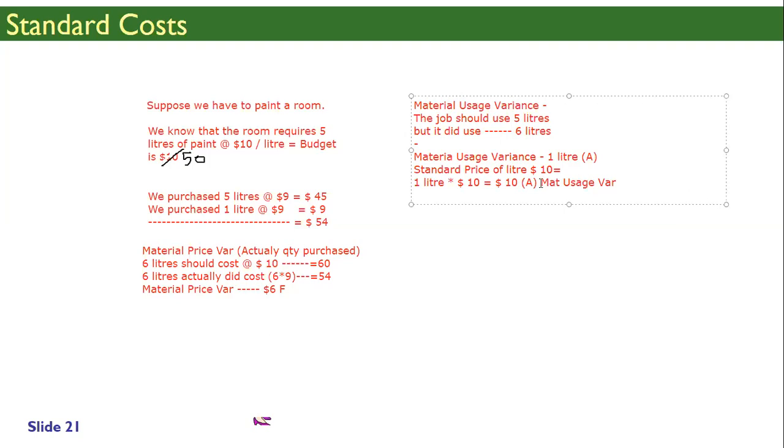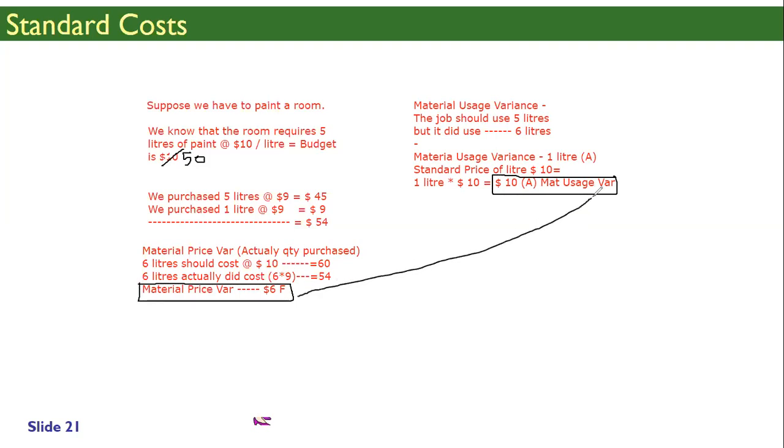So if it is $10 adverse, now what do I have? I've got two variances: material usage variance, which is $10 adverse, and material price variance, which is $6 favorable. So what happened is that on purchase price, you were favorable by $6. On usage, you are adverse by $10. So here you've got a profit, you are favorable with 6, and here you are in loss of 10.